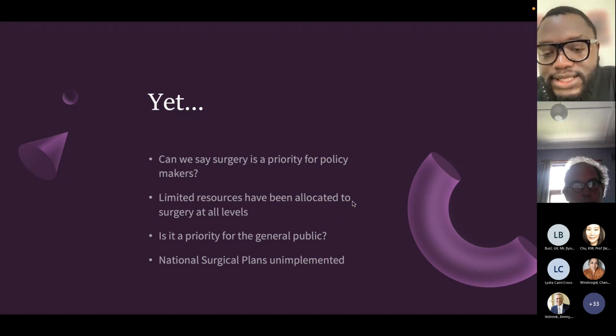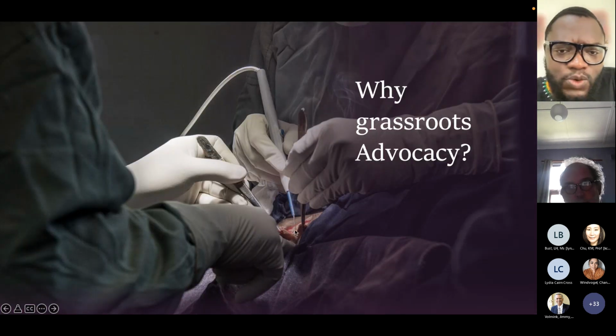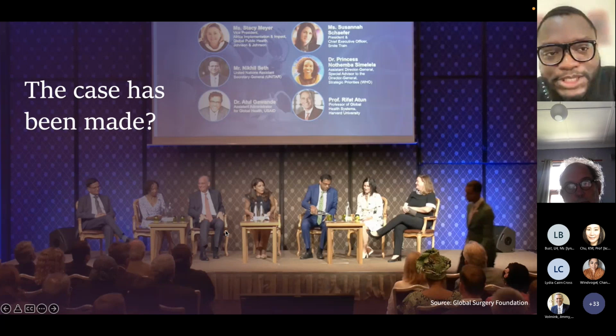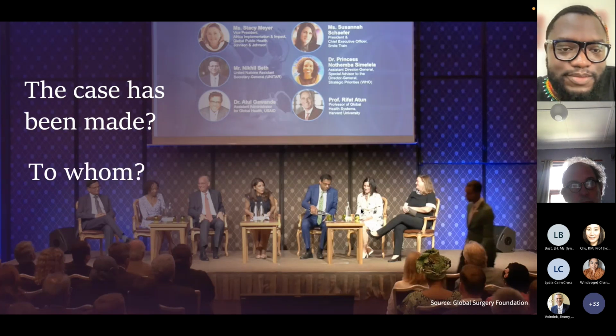And national surgical plans, I believe, right now, many of them, or most of them, are sitting on shelves and they're not implemented. So why is grassroots advocacy needed to address this problem? Again, the conclusion from the WHO was that the case for surgery has been made. And to that I ask, to whom?